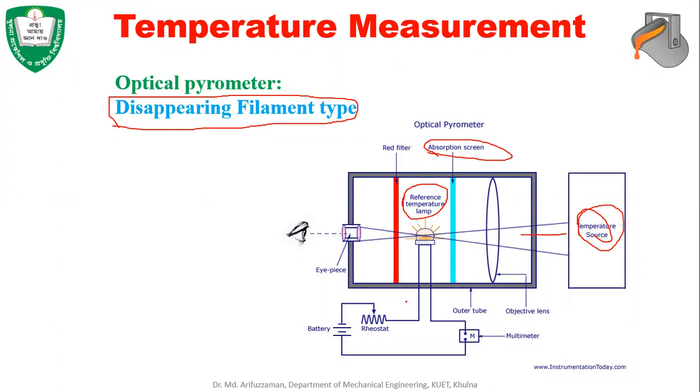Using a variable resistance, you can adjust the intensity of that lamp. How intense it will be can be adjusted using the rheostat, that means variable resistance. You look through the eyes, and because of this red filter, you will see only the redness of this object, and you will also see the reference temperature lamp as red. Only a single wavelength can pass through this red filter.